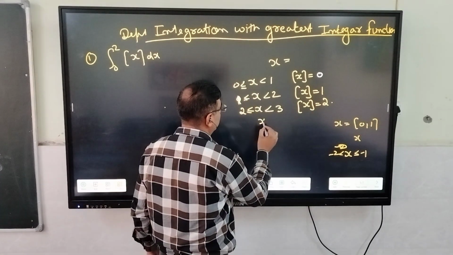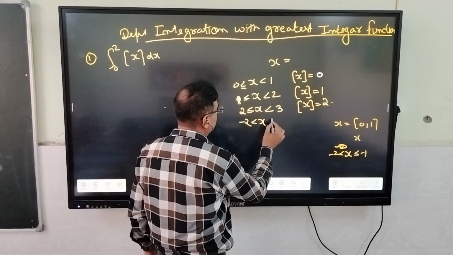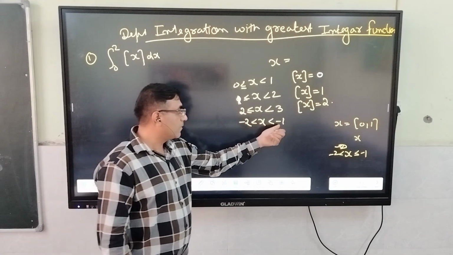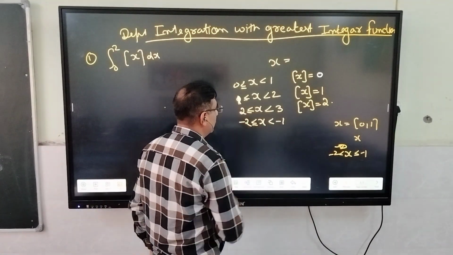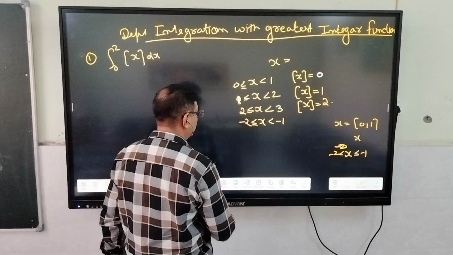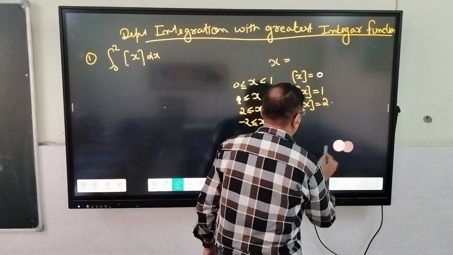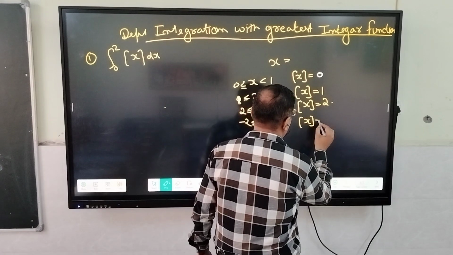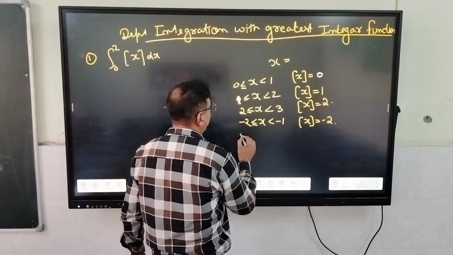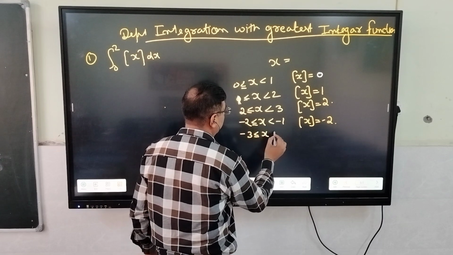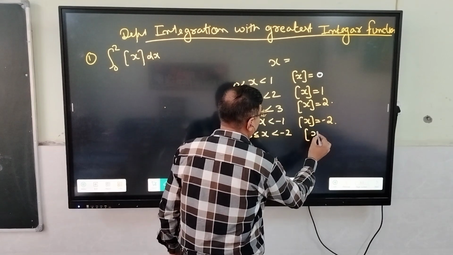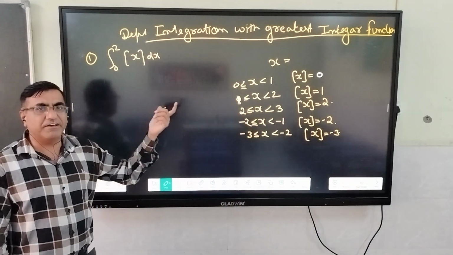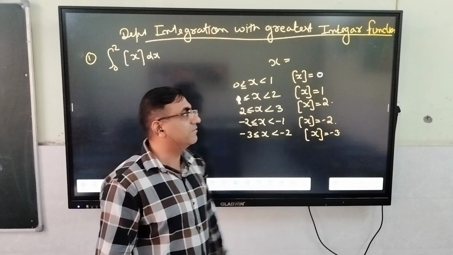If x is greater than minus 2 and less than or equal to minus 1, it will become minus 2. If x is between minus 3 and minus 2, the greatest integer is minus 3. So this is a very easy question. Many students can solve this very easily.